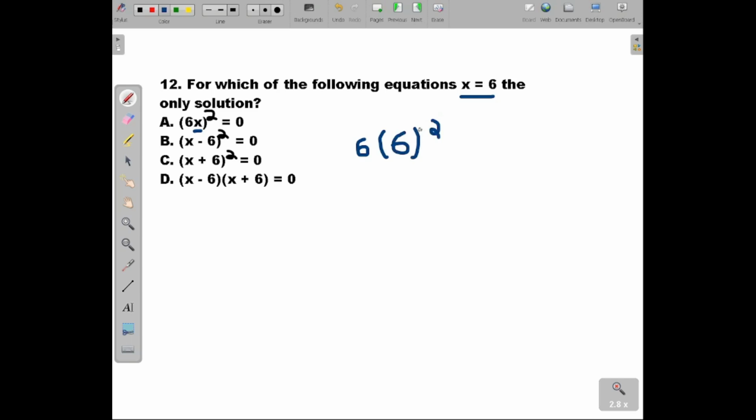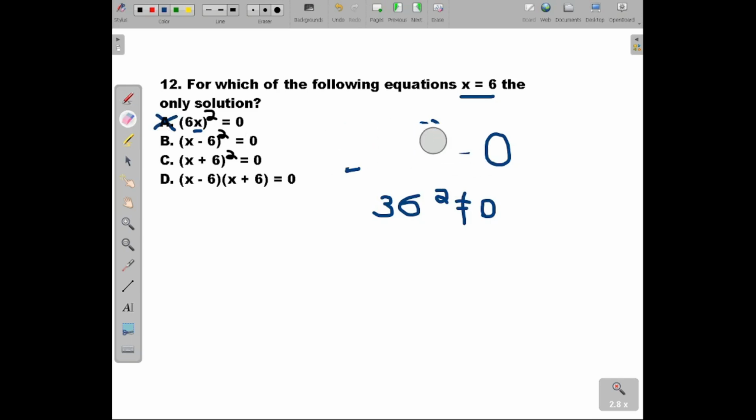is equal to 6 squared is equal to 0. 6 times 6 is 36. And 36 squared is not equal to 0. So A cannot be the right answer.